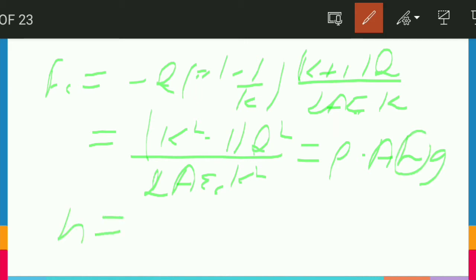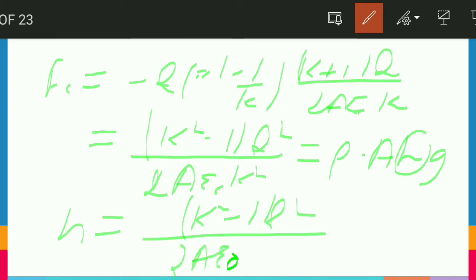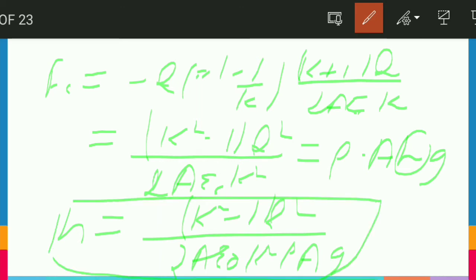It will just equal to (k square minus 1) q square upon 2A epsilon naught k square rho A g. This is our answer. So friends, I hope this question is clear to you.